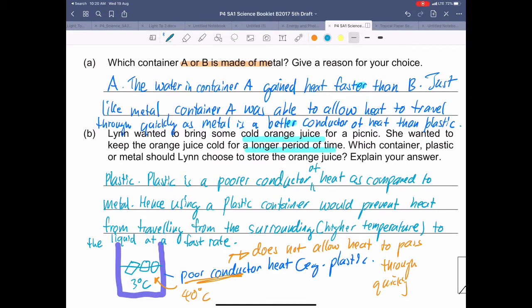So what happens over here is, because like I say again, I'm going to explain one more time. Plastic is a poorer conductor of heat as compared to metal. So by using it, it will prevent heat from traveling from the surrounding, which is of a higher temperature as compared to the liquid in your container, at a fast rate. So therefore, it will keep the orange juice cooler for a longer period of time.